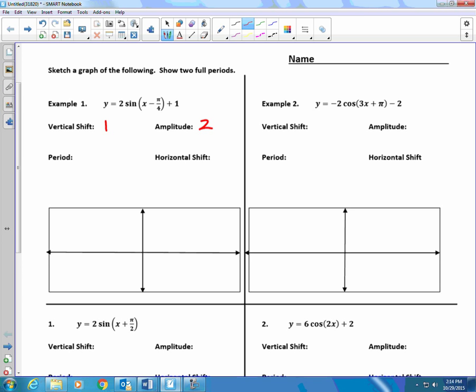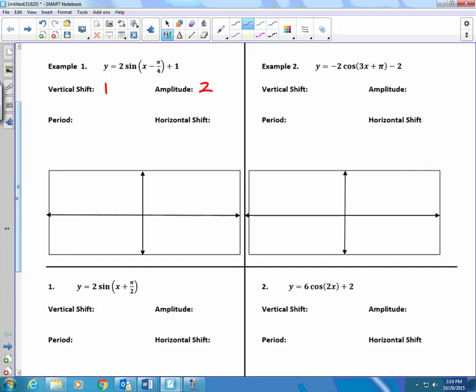So therefore, what I do is I mark off my vertical shift, which is 1 unit. And then using my amplitude, I'll mark off my maximum value and my minimum value. If I have an amplitude of 2, how high will it go after a shift of 1? It'll go all the way up to 3. And then, thank you, Sam, it will go all the way down to -1.